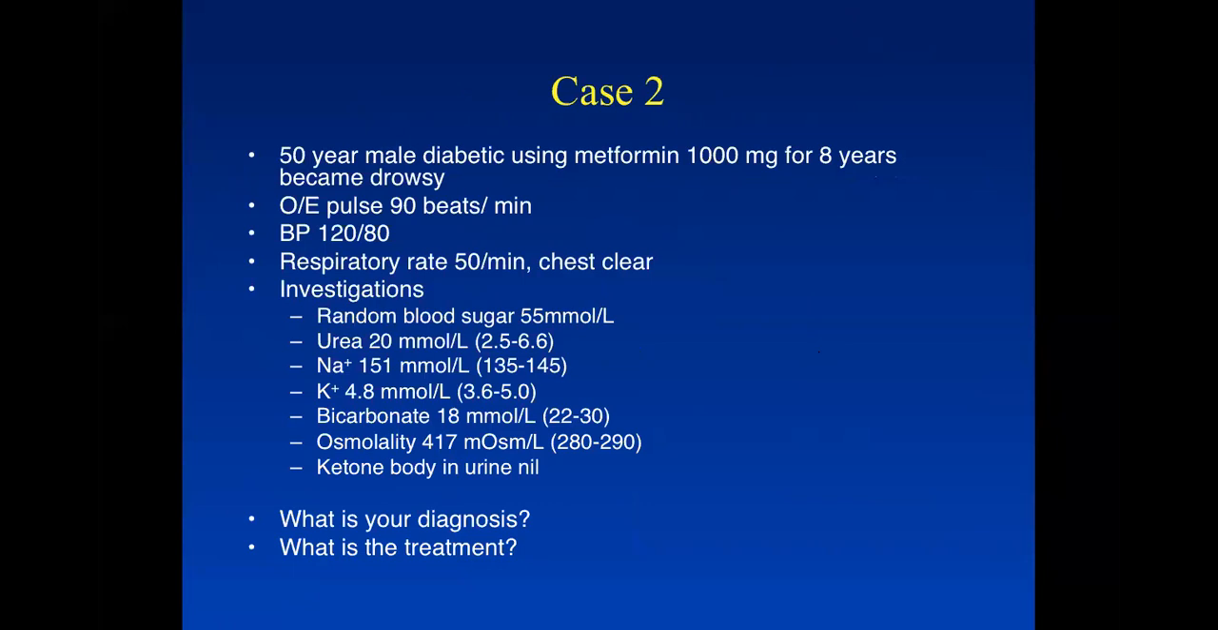Yeah, so the case is a hyperglycemic hyperosmolar state. That's why you don't see the ketone bodies in urine. Osmolality is quite high. And the treatment principles are more or less the same. You treat the glucose levels and the dehydration, renal failure, and so on. Okay, and then there are questions.